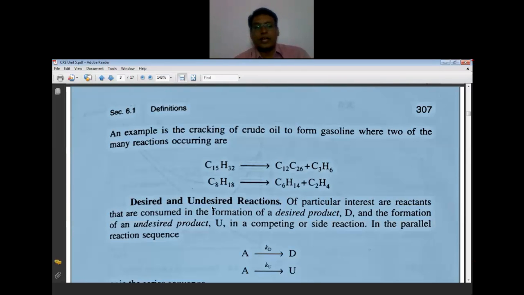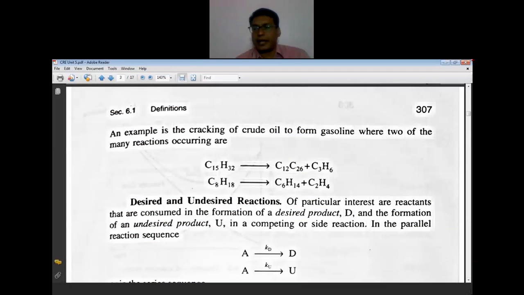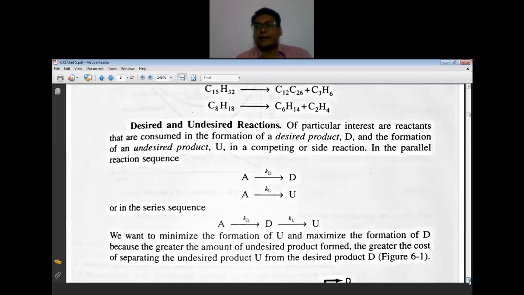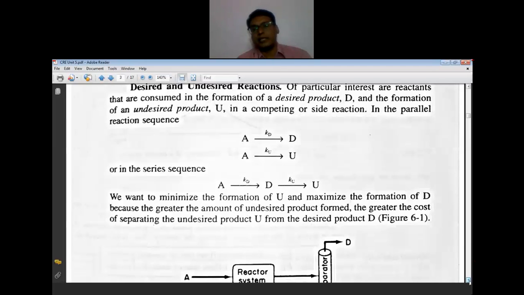Then the desired and the undesired reactions. Of particular interest are the reactants that are consumed in the formation of the desired product D and the formation of the undesired product U. In a competing or side reaction, in a parallel reaction sequence, A gives you D and A gives you U, or in a series reaction A gives you D and this D gives you U. Here we have considered a parallel reaction and a series reaction, whatever it may be the case.